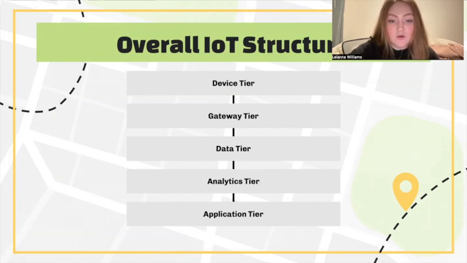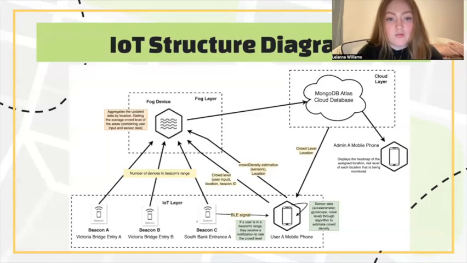In our admin's view, admins will receive real-time updates on crowd levels in managed locations or events, and urgent spikes in crowd levels trigger alerts for immediate attention. I'll now be going through our IoT structure diagram.